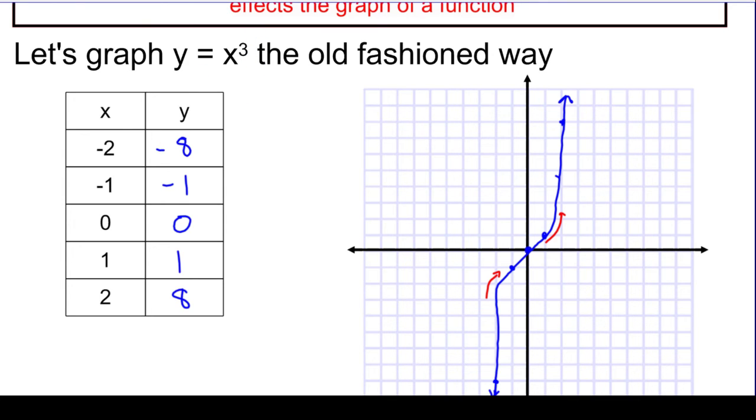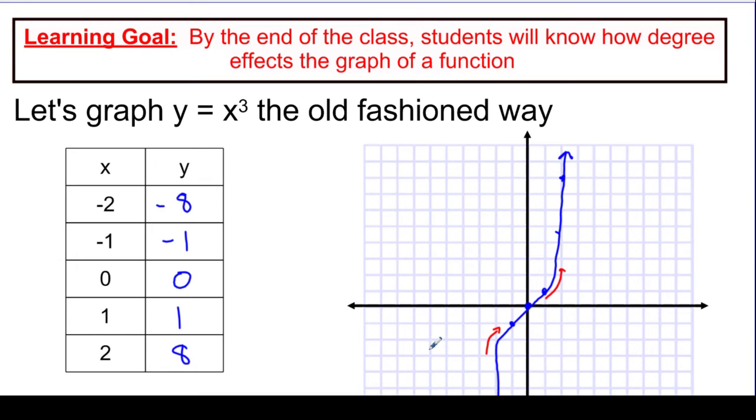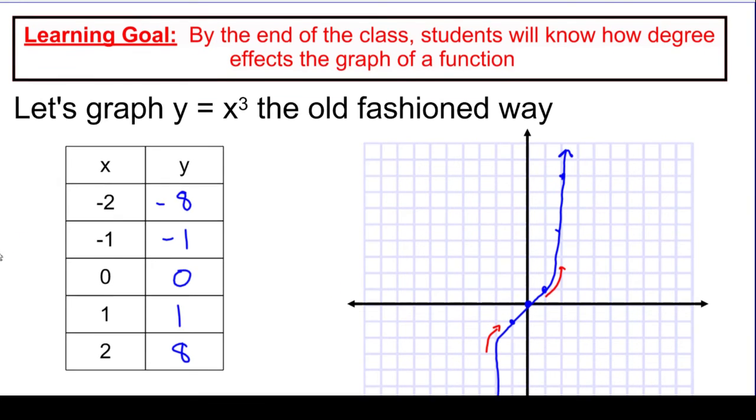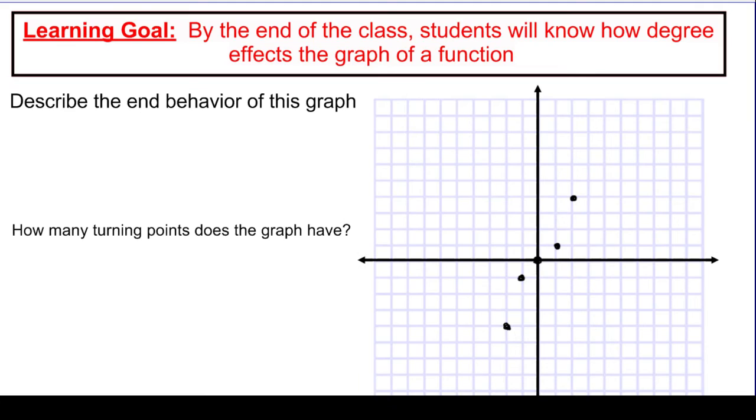Okay, and what we just described on the last slide is we said odd functions should go either down-up or up-down. And in this case, it looks like we have a down-up situation. If you take a look at my endpoints, the left-hand endpoint is down, and my right-hand endpoint is up. So I would describe this as a down-up function with 2 different turns.